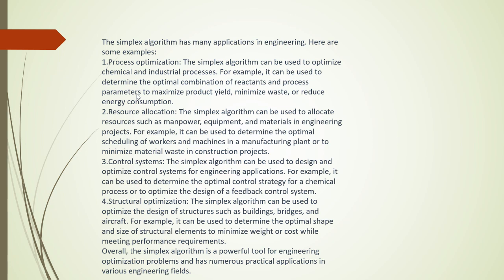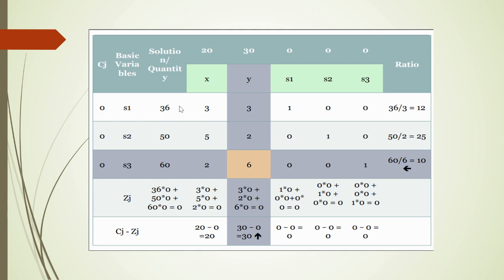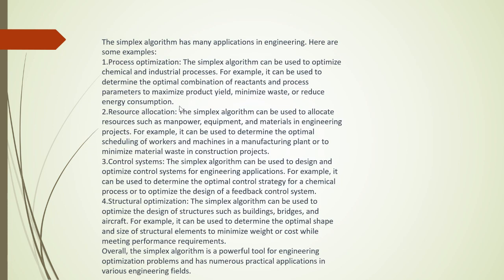We use it in resource allocation, like resources such as manpower, equipment, and materials, to maximize the work using less manpower. Using the simplex algorithm, we can find the solution. And it is used in control algorithms, and in control systems. It is used to determine the optimal control strategy for a chemical process, and it is used in structural optimization.